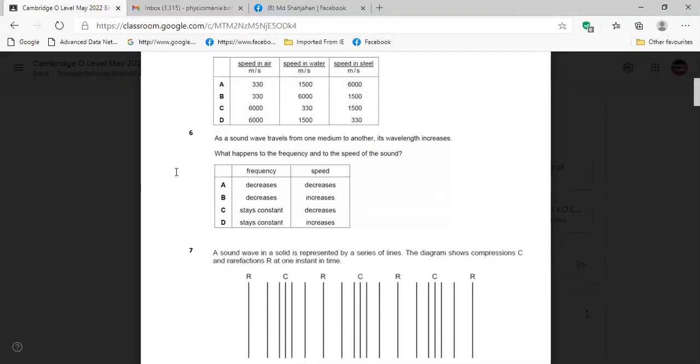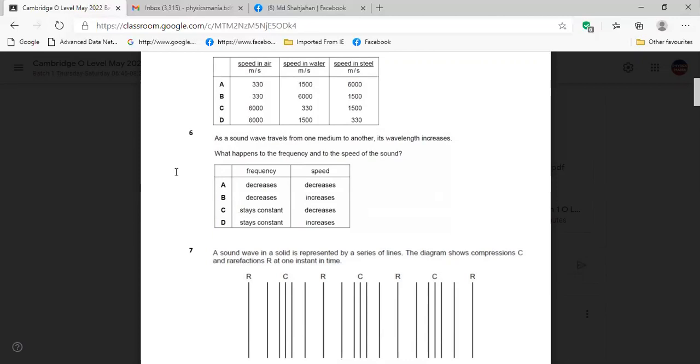So Mahi, please read question number 6. As a sound wave travels from one medium to another, its wavelength increases. What happens to the frequency and to the speed of the sound? This idea we got in topic 13 also, right? Yes, sir. So what should be the answer?